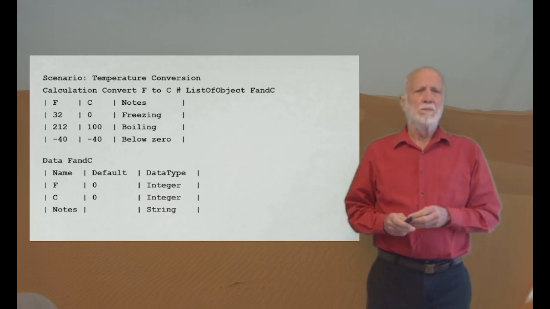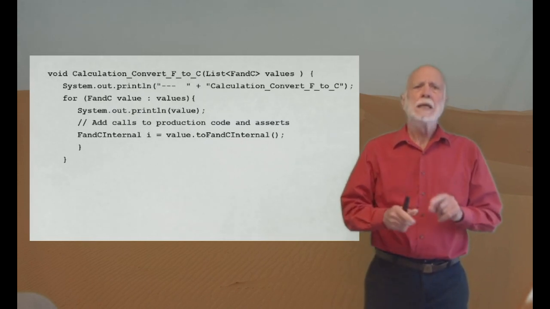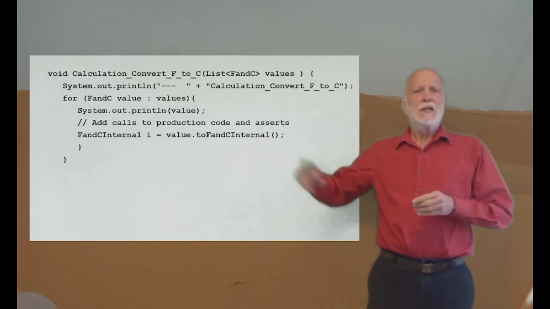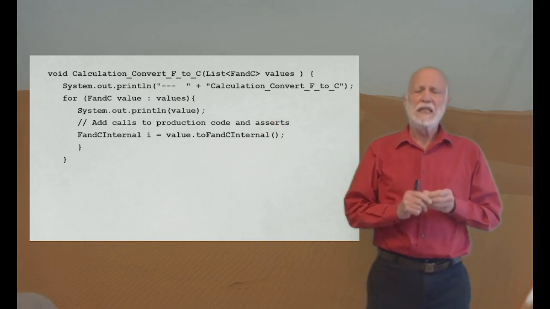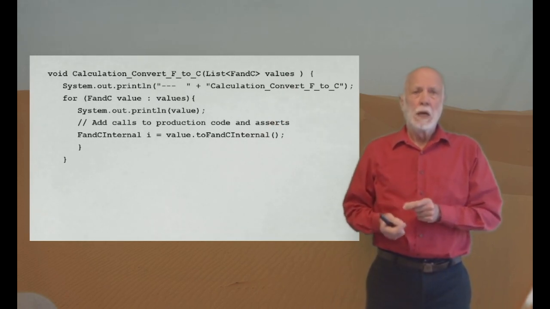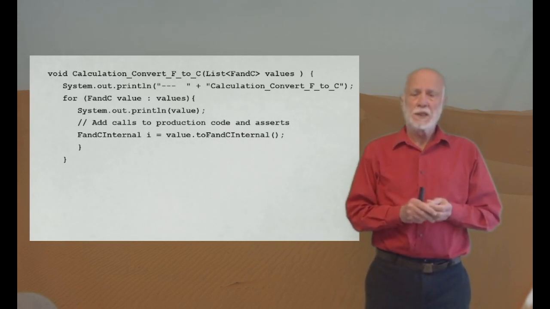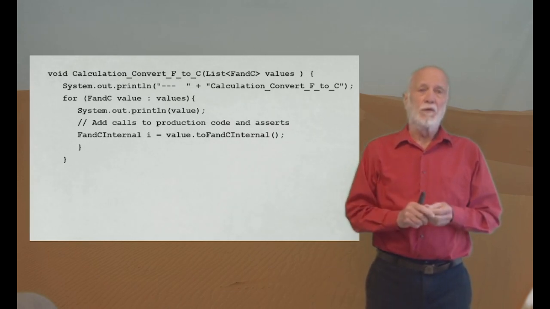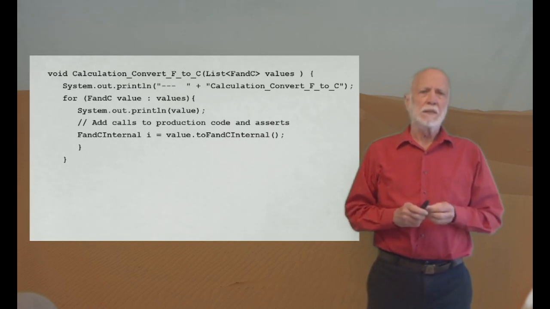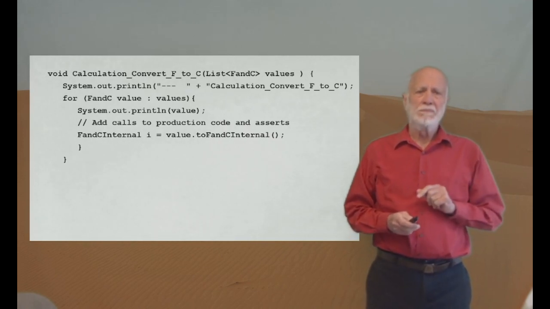That's our Gherkin file. Now the developers push the translate button and we can create a glue code, calculation convert F to C, and you'll see we have a list of F and C values that are passed, and the attributes are in string format. We'll go around that list, and for each value in the list, we can convert it to the internal format, F and C internal, where the attributes are the data type we provided. Now that is what Gherkin Executor creates for you.